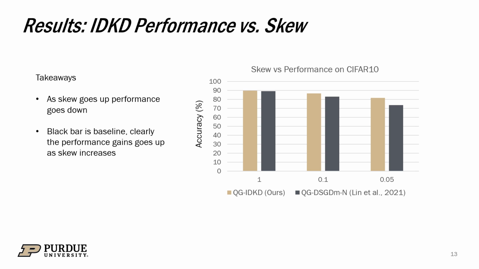Here we present the results of IDKD as a function of skew. So we visualize this as a graph with the baseline in black and IDKD in gold. Firstly, we see that as alpha increases, that is left to right, the performance goes down, both for the baseline and IDKD. However, we see that as alpha goes up, the performance gap between IDKD and our baseline also increases. Thus IDKD is better suited to handle higher skew data.